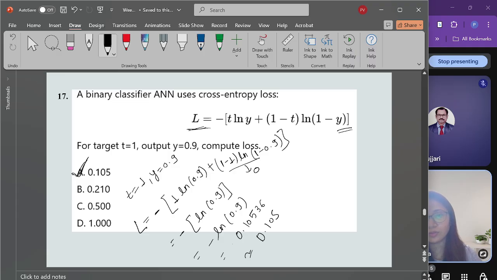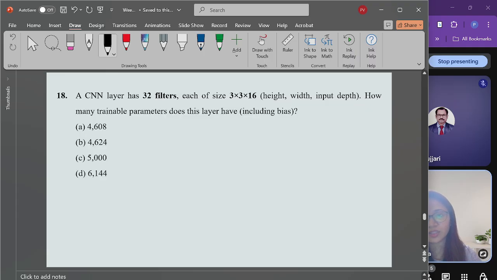Okay, so now moving to our next question. The next question is: a CNN layer has 32 filters, each of size 3 cross 3 cross 16, that is height, width and input depth. How many trainable parameters does this layer have, including bias? Can you calculate?